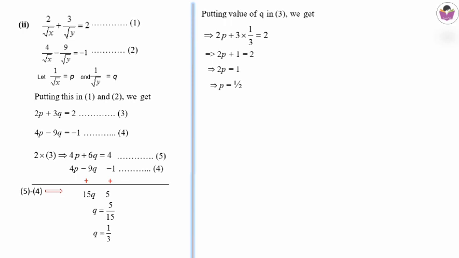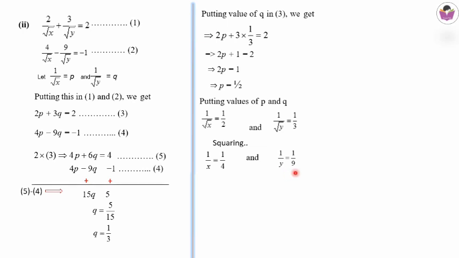Now we have to calculate the value of the original variables x and y. Again substitute into the original variables: 1 by root x is equal to p, and the value of p is 1 by 2, and 1 by root y is equal to 1 by 3. Here the root is in the denominator. To eliminate the root we have to square the equation. When you square it, 1 by root x squared is 1 by x, equal to 1 by 2 squared, that is 1 by 4. Here 1 by y is equal to 1 by 9. Then just cross multiply and we finally get x is equal to 4 and y is equal to 9. Either you can cross multiply or take the reciprocal. Anyway, if you calculate, you will get the values for x and y.